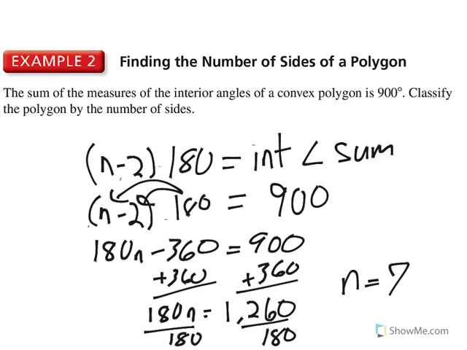In my problem, though, it told me to classify it, so a shape that has 7 sides is called a heptagon.